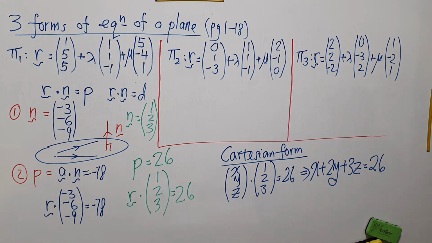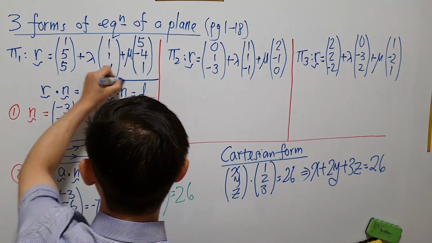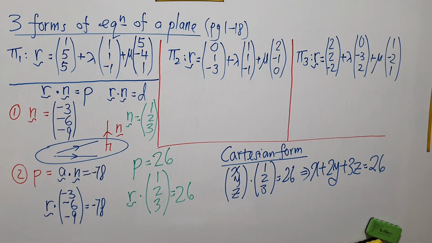Where are the three forms? Maybe I should draw a demarcation. This is the parametric form. This is the dot product form. And then this third one is the Cartesian form. Now let us try to convert the second plane and the third plane also into firstly the dot product form, followed by the Cartesian form.